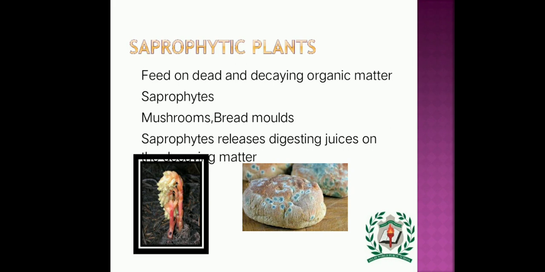What will actually happen in the insectivorous plants? They have the special enzyme to digest the insects. Here also the saprophytes release the digestive juices on the dead and decaying matter. The saprophyte, once it gets into it, what will happen? They will release some digestive juices on the dead and decaying matter. These juices act upon and convert the organic matter into the liquid form, that is simpler substances.